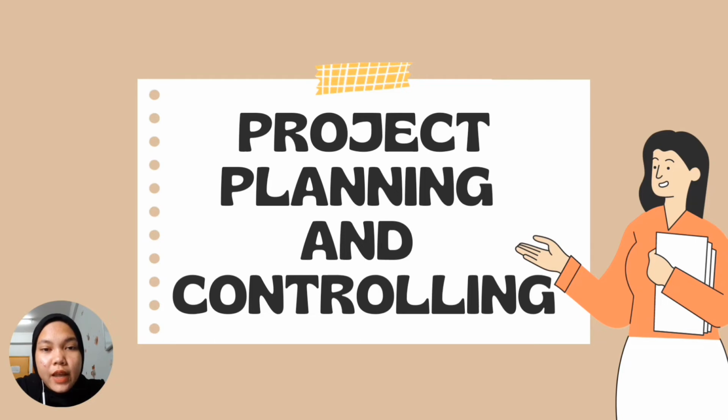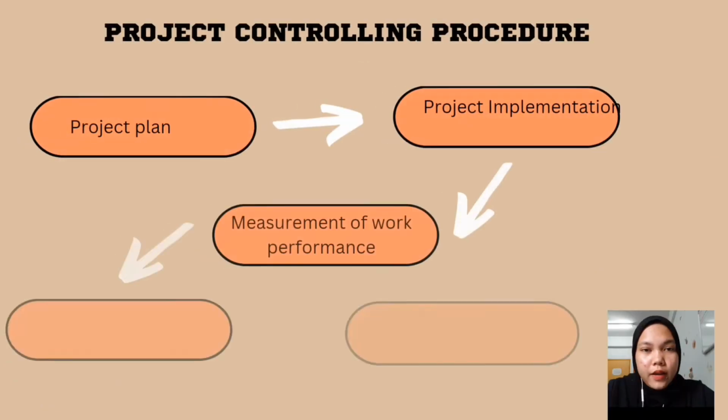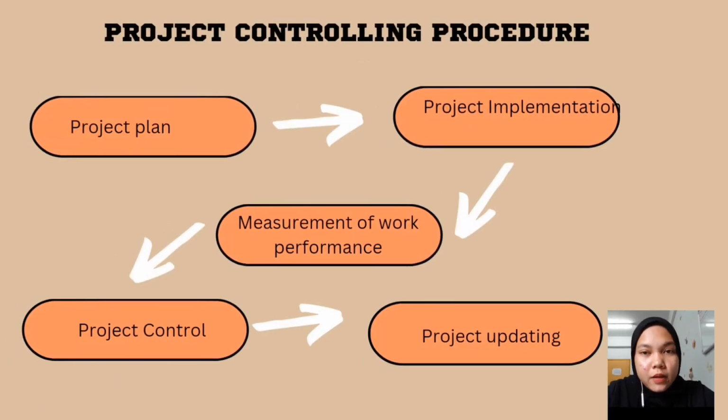Next, I'm going to explain about project planning and controlling. Project controlling procedure. There are a few procedures that have to be followed in every construction project. Firstly is about project plan. Project plan is about which performance measures should be selected. Secondly is project implementation. Project implementation is about what data should be used to estimate the current value of each performance measure.